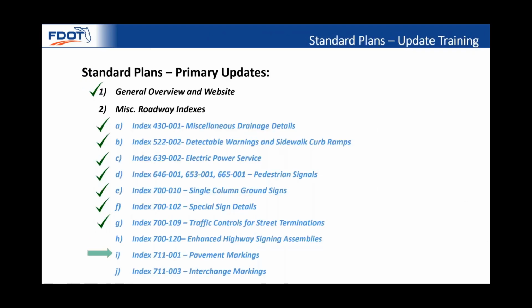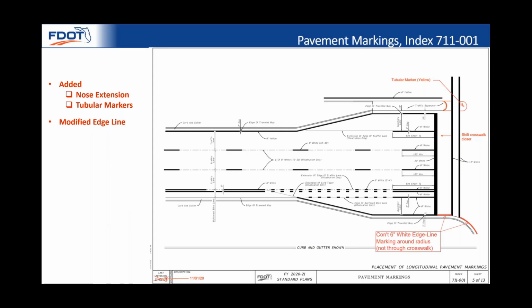The next index we're going to cover is 711-001, pavement markings. Some of these updates were made to stay consistent with the updates to the FDOT design manual and the standard specifications. The FDM criteria was updated for the 2021 release to include nose extensions for medians and traffic separators, or hardened center lines to improve pedestrian safety in crosswalks. Tubular markers will now be used as channelizing devices on arterials and collectors in these and other applications.